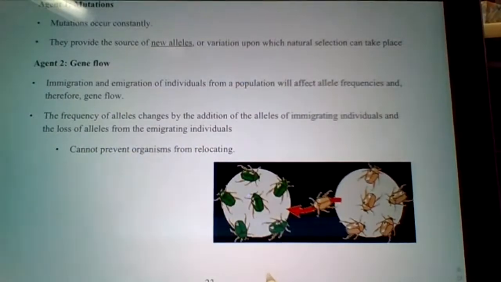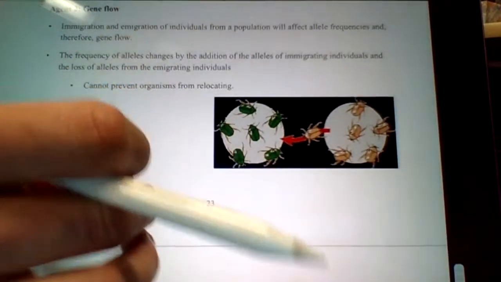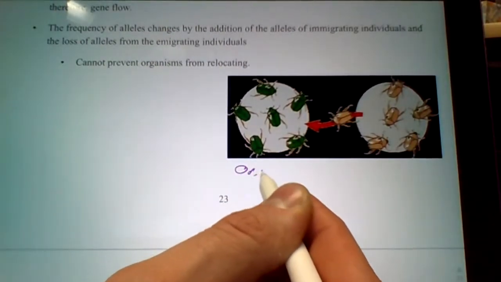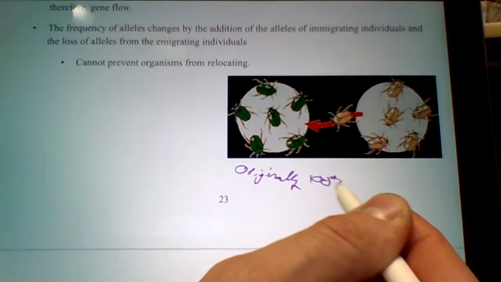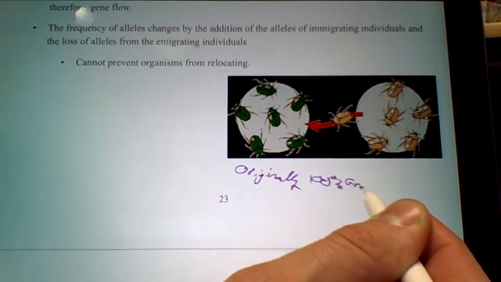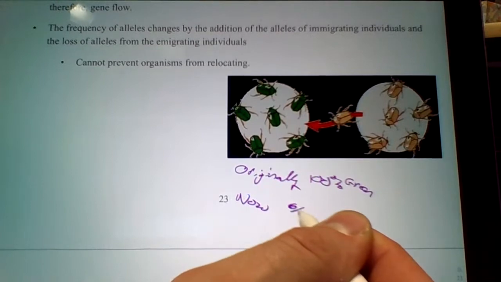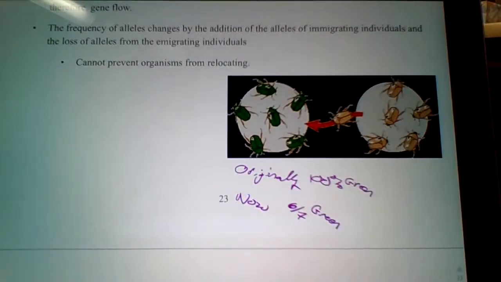I might go through later and do these notes separately, because of the awkwardness of this setup. But originally, we have 100% green. And now it's only 6/7 green. So the frequency has changed. We have a change in frequency. And this is the idea behind how gene flow can cause changes in frequency.